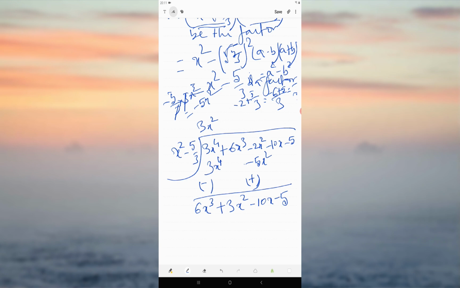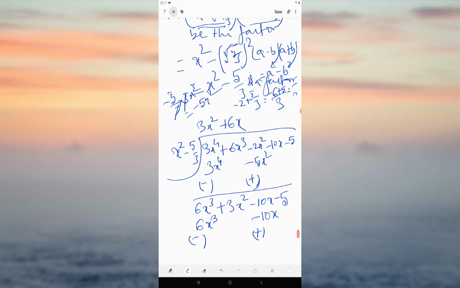Okay, then we will go with 6x. So that will give us 6x cube and then minus 5 by 3 times 6x, so 3 2s are 6. So minus 5 into 2 is minus 10x. Correct?